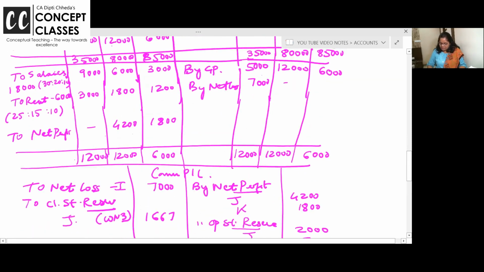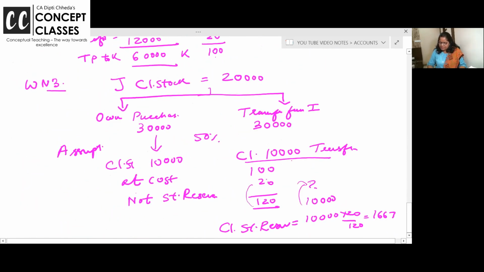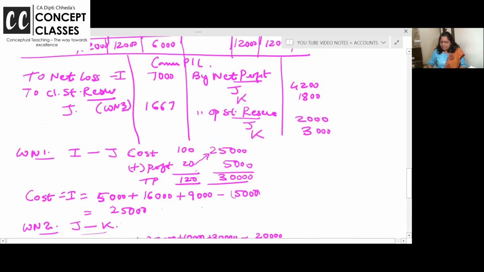Now, J is clear or does anyone want me to repeat? J, your own closing stock is at cost. What I have sent you has 20 by 120. Why did I do 120? Because 10,000 is the transfer price. I have sent 100 plus 20, 120. So 120 is 10,000, 20 is how much? 1667 loading we have reversed.